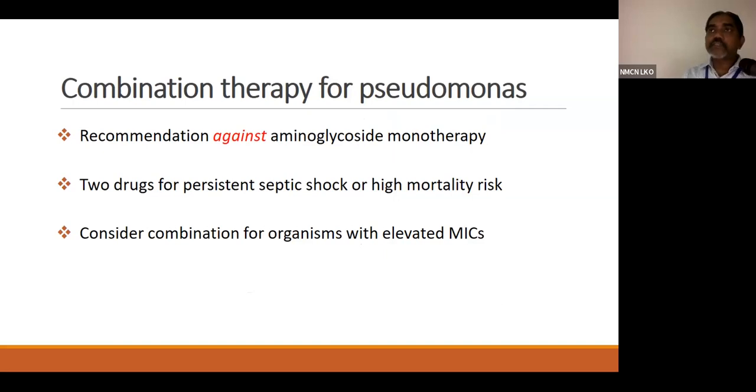For Pseudomonas, in general, the recommendation is against a monotherapy with aminoglycosides. Dual therapy is recommended only in patients who have persistent septic shock or have a high risk of mortality. Otherwise, in mild to moderate pneumonias, single drug therapy with Pseudomonas can also be sufficient.